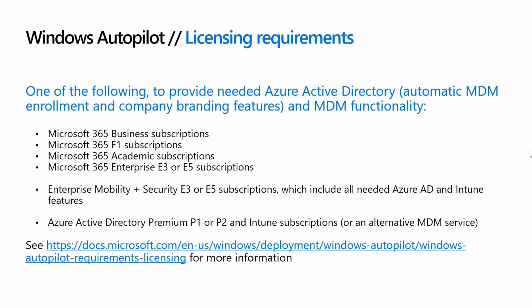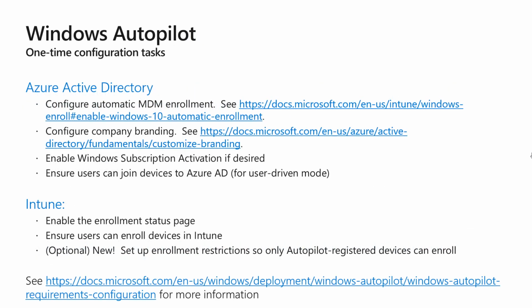Licensing. So what you need to have: Azure AD Premium, P1 or P2, and an Intune subscription. Or maybe if you don't use Intune as your MDM solution, you need to have another MDM solution. You also can use EMS licenses or Microsoft 365 licenses.